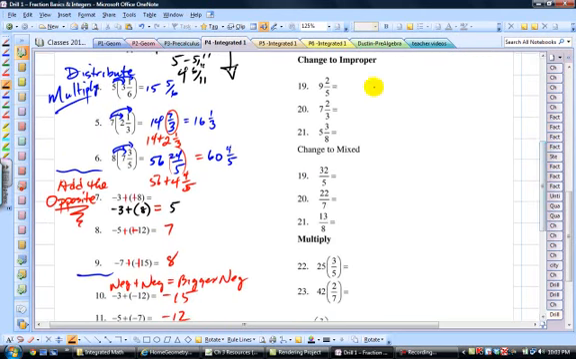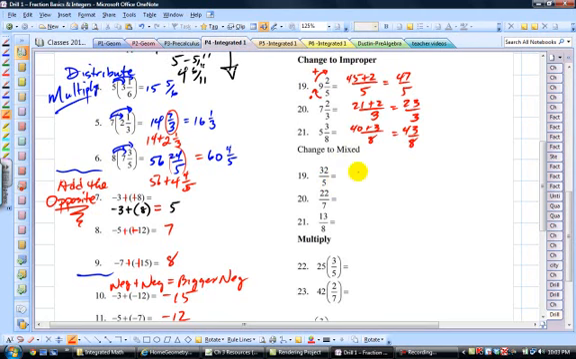Okay, next technique, change to improper. What you're going to do here is multiply first, and then add the numerator. 5 times 9 is 45, plus the 2, divided by 5, gives you 47/5. 7 times 3, 21, plus the 2, divided by 3, gives you 23/3. 8 times 5 is 40, plus the 3, divided by 8, 43/8. Okay? Typically the first step is not written out, it's done mentally. And you're going to go from here to here.